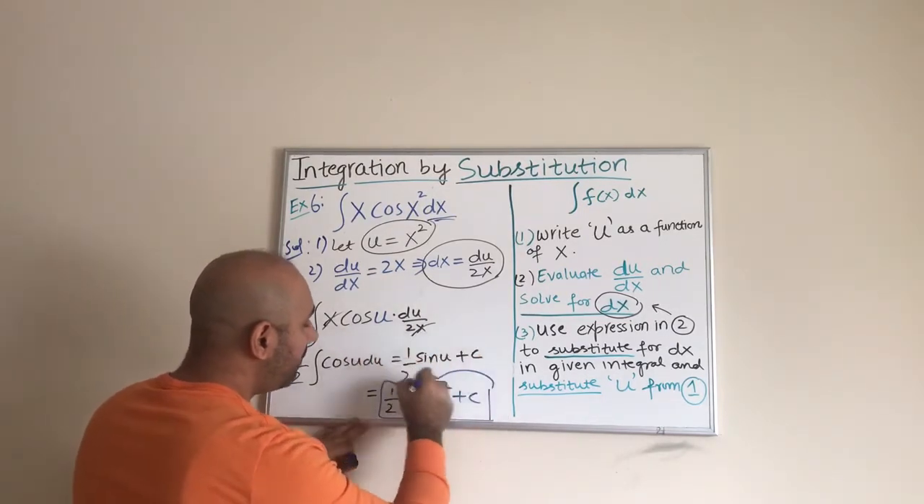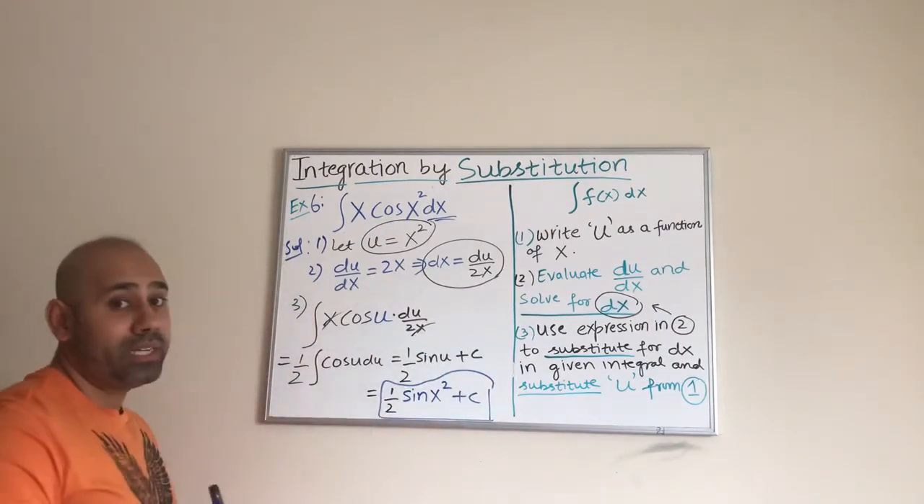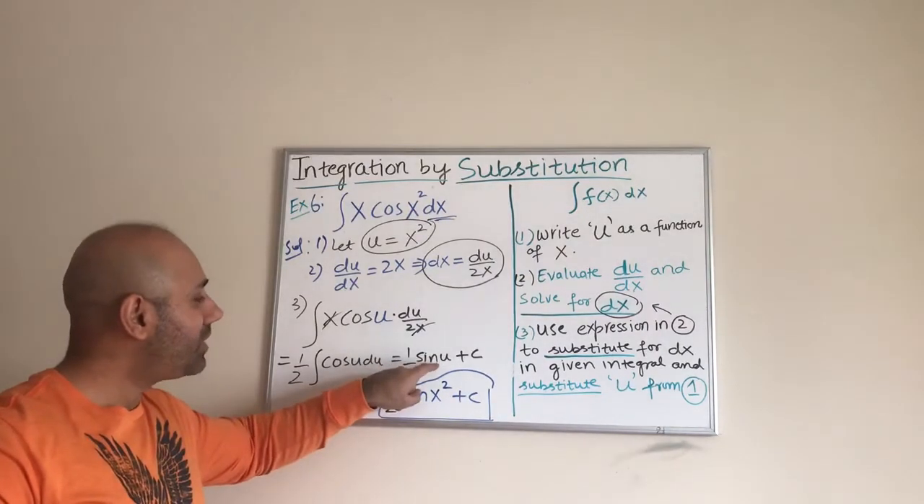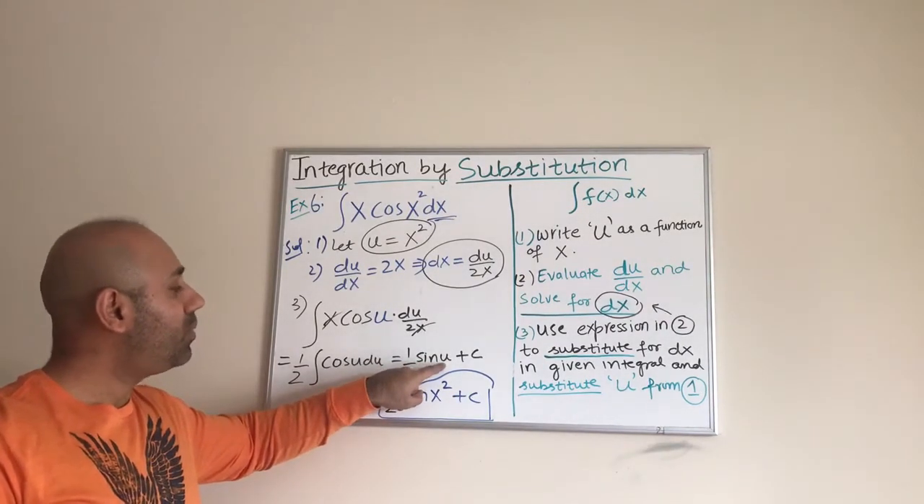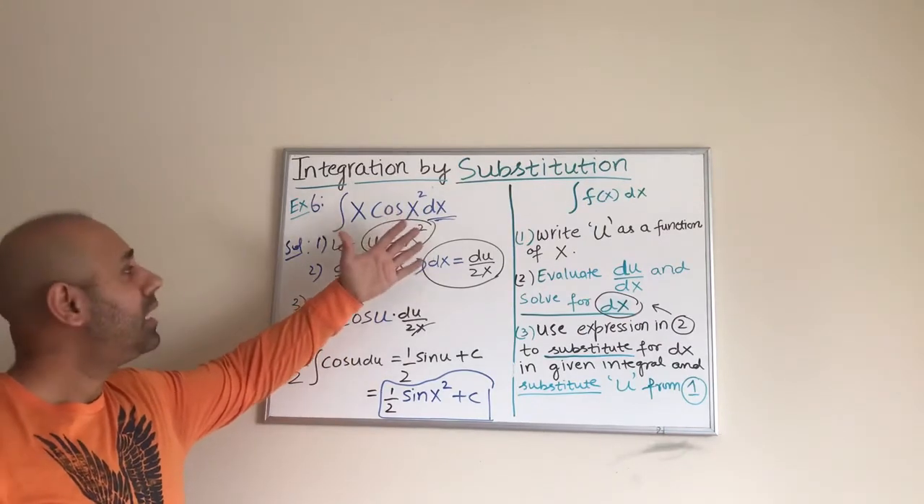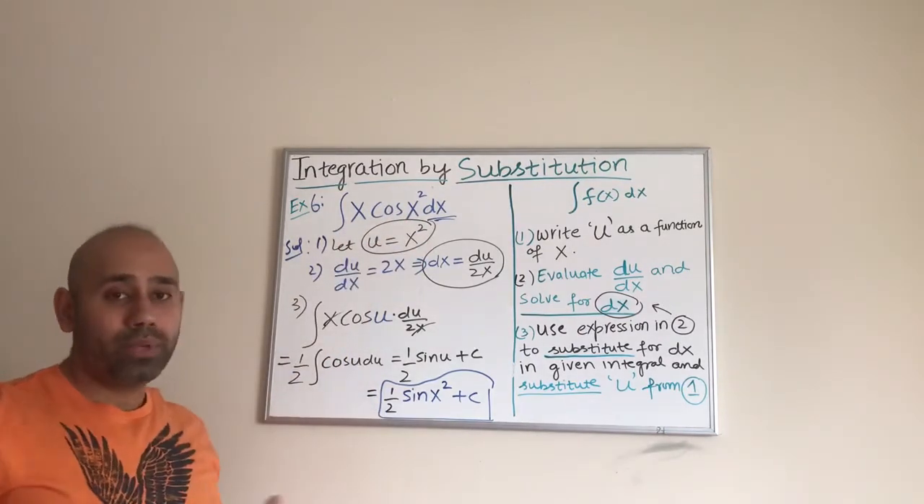Guys, if you just leave it in terms of u, you are not going to get full credit if you are doing it on a quiz or a test. So once one gets it in this form in terms of u, one has to go back to step number 1 and see what u is in terms of x, and then substitute it back, and that will be your final answer.